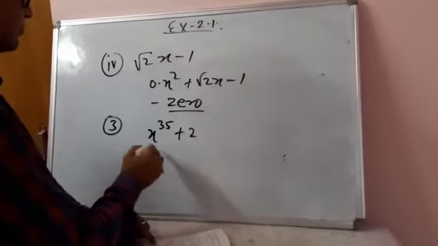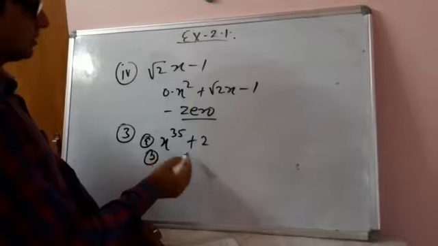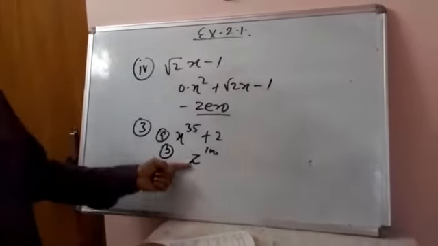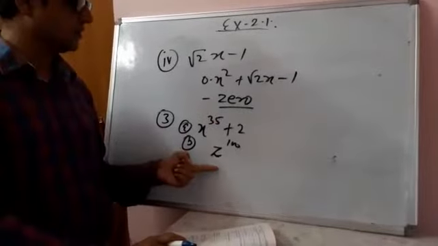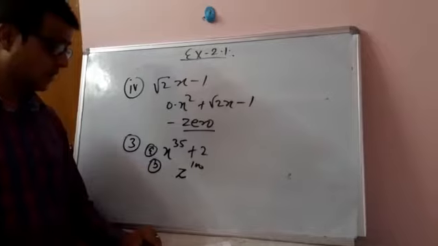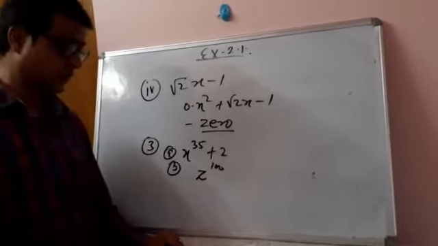Monomial of degree 100. This question has two parts. First part is this one, and for the second part you could write anything, suppose z to the power 100. This is a monomial: it has one term, while a binomial has two terms. So this is all. Now question number 4: write the degree of each of the following polynomials.